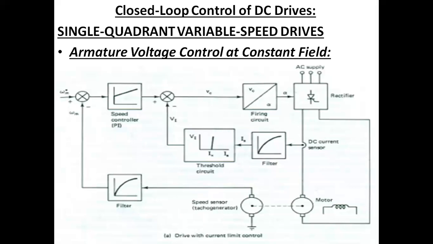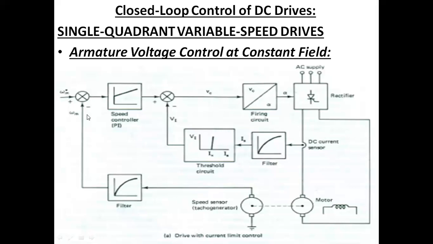So first one, single quadrant variable speed drive, in that, armature voltage control at constant field. The basic scheme for this closed loop speed control system, which employs current limit control, is also known as parallel current control. This I am showing you in figure A. Omega M star here is the speed reference setting.